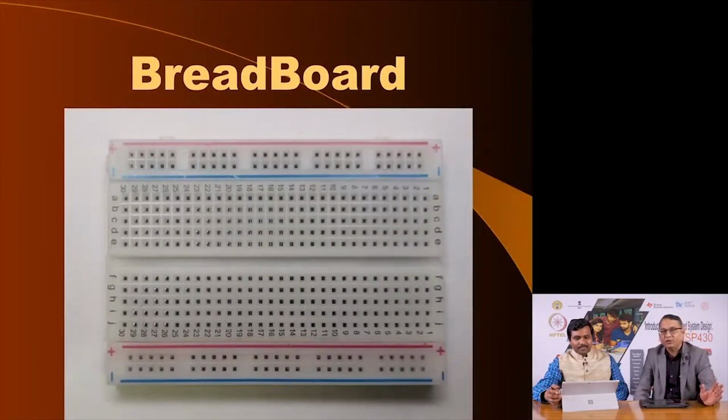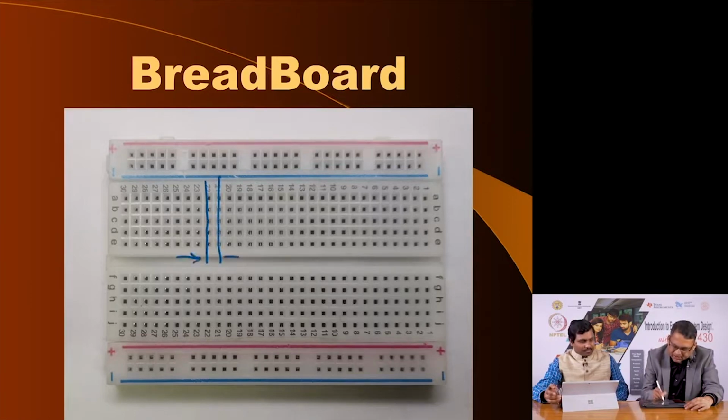Here is an example of a breadboard without any components, and as you see it has a lot of holes. These holes have a certain pitch. Pitch means the distance between 2 nearest holes. The distance between any 2 nearest holes here, if I say this line and this line, this distance is 0.1 inch.